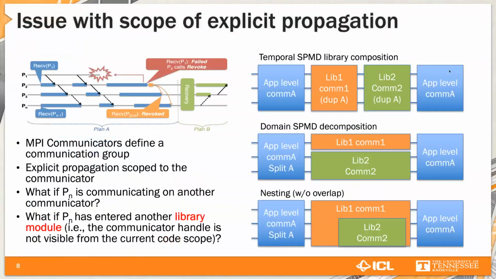Okay, so that's working, but we have a problem if we look at a more complicated example in which the application is separated into different software modules which do not share global variables. Imagine that you have an application that is using different libraries, and these libraries both have their own duplicate of the main communicator of the application. And they store that communicator in their own local variables that they do not share with the other libraries. In order to trigger the explicit propagation, you need to be able to access the communicator that the library is using. So if they do not share global variables, library 1 cannot interrupt the communication pattern of library 2.